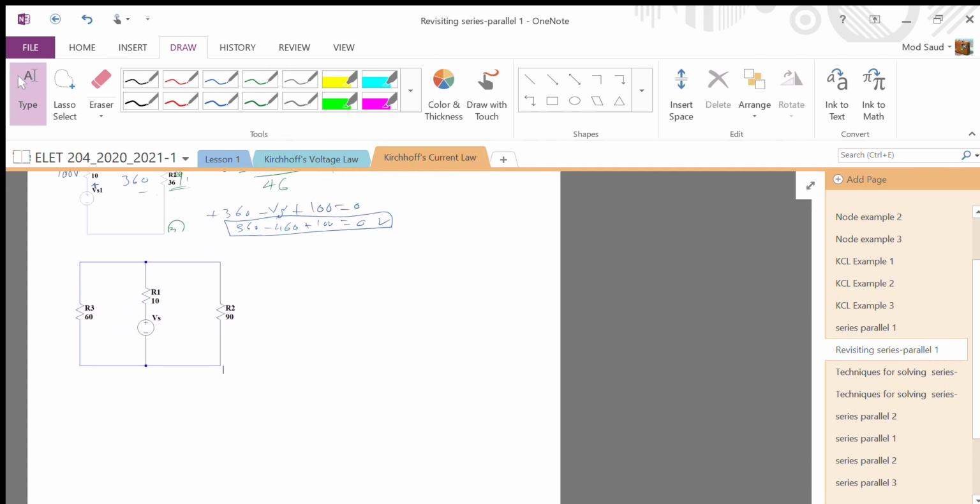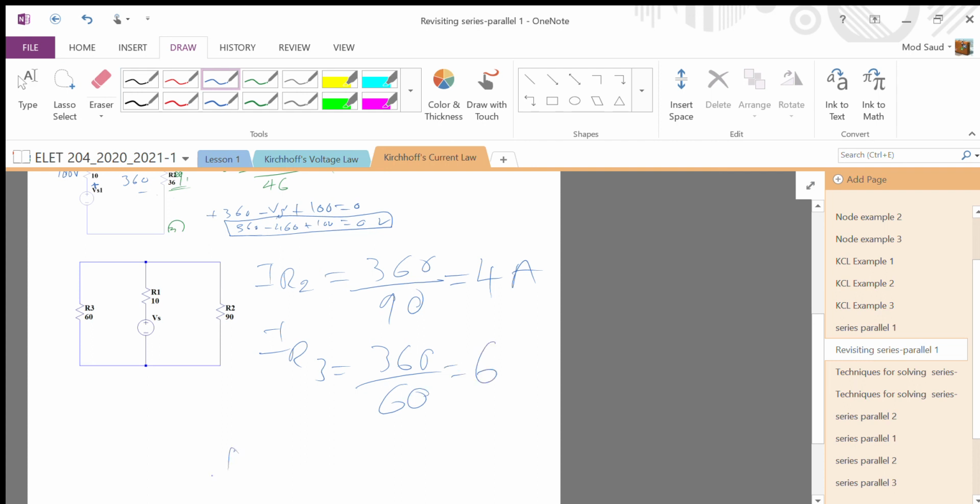I will continue by finding IR2, which is equal to 360, the voltage we found earlier, divided by 90, and this is 4 amp. IR3 equals 360 divided by 60, which is equal to 6. If you add them, I total equals IR2 plus IR3, which is 4 plus 6, or 10 ampere.